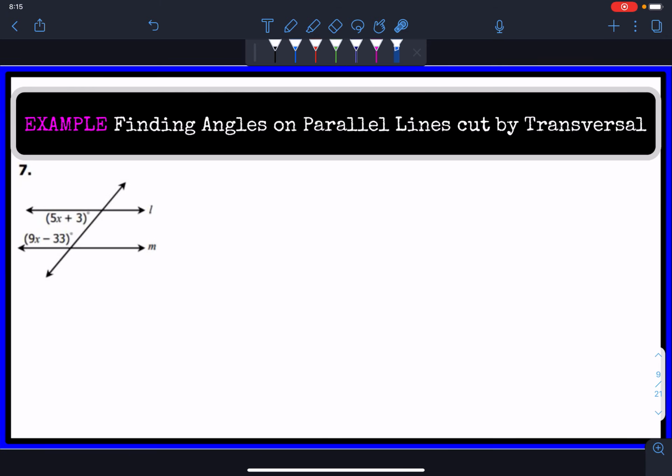So for number 7, as you can see, notice that the 2 angles are in between the set of parallel lines, so they are interior angles. And since the 2 angles are both on the left side of that red transversal line, they are consecutive interior angles, which means that they're supplementary.